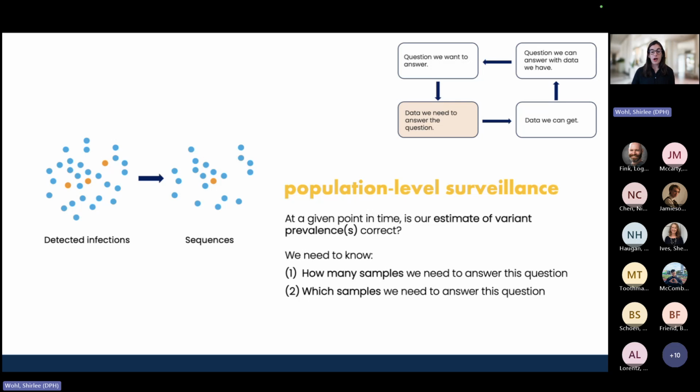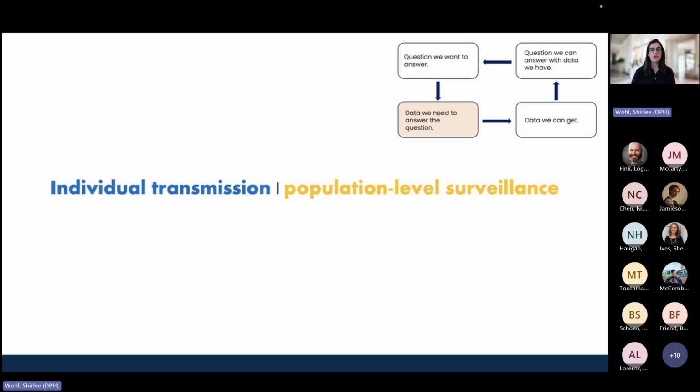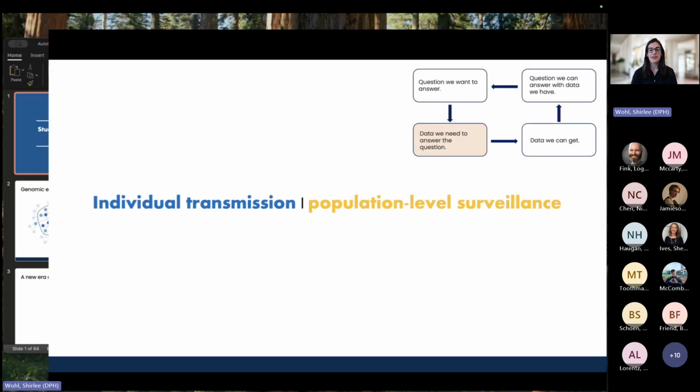So I just wanted to pause there for a second. I feel like that was a bit of a whirlwind of all things sampling for population surveillance. Does anybody have any questions or comments before I switch over to the individual transmission aspect?